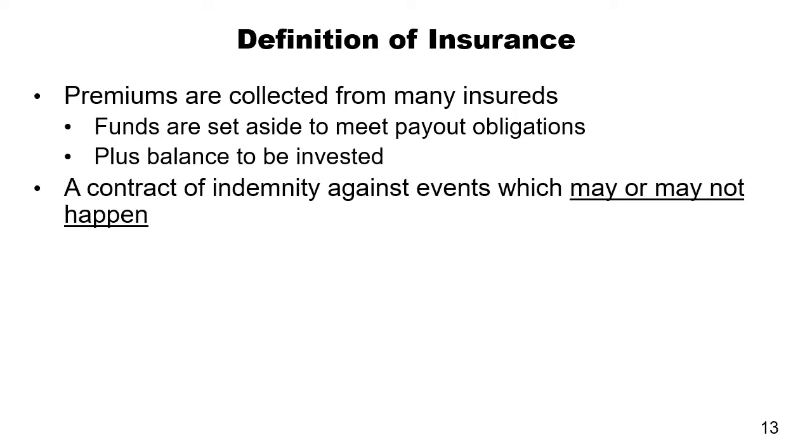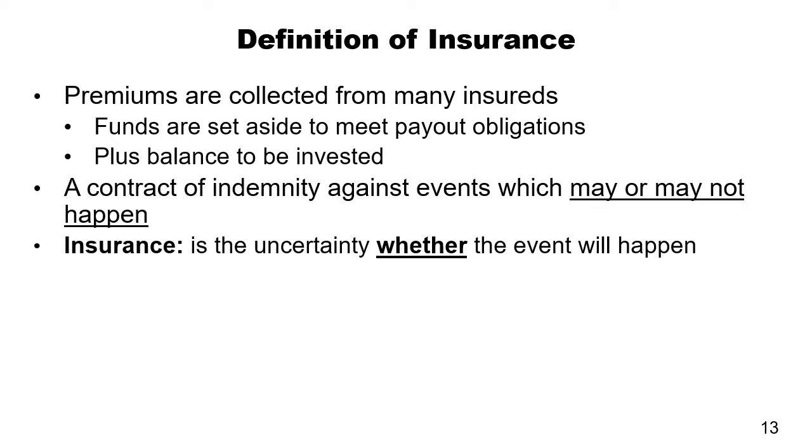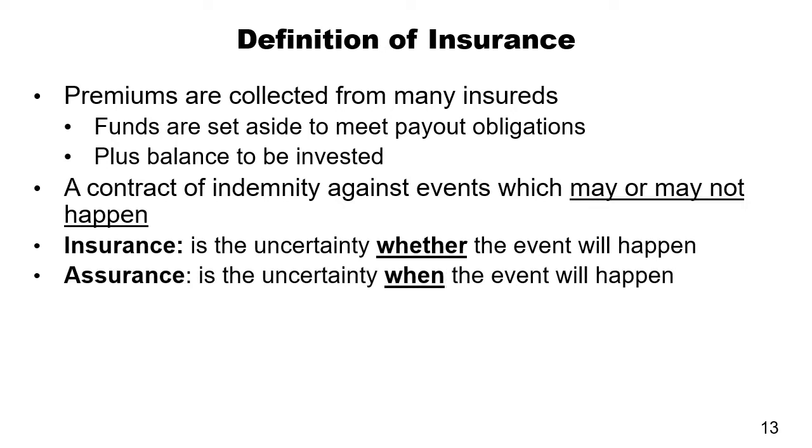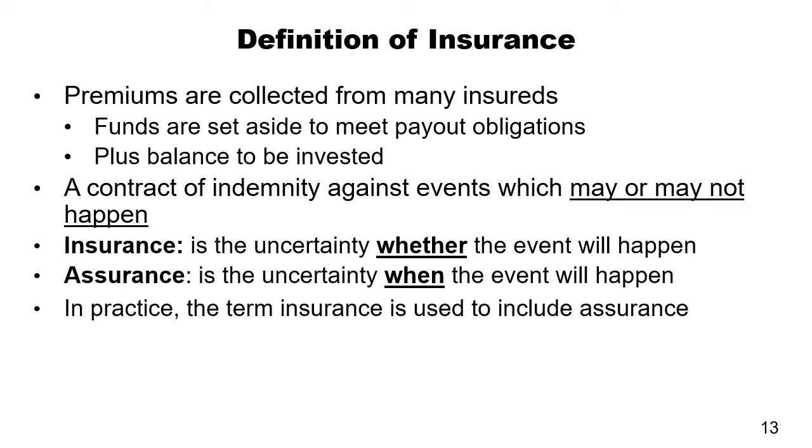Insurance is a contract of indemnity against events which may or may not happen. Insurance is the uncertainty whether the event will happen. Assurance is the uncertainty of when the event will happen. It will happen, but the question is when. In practice, the term insurance is used to include assurance.